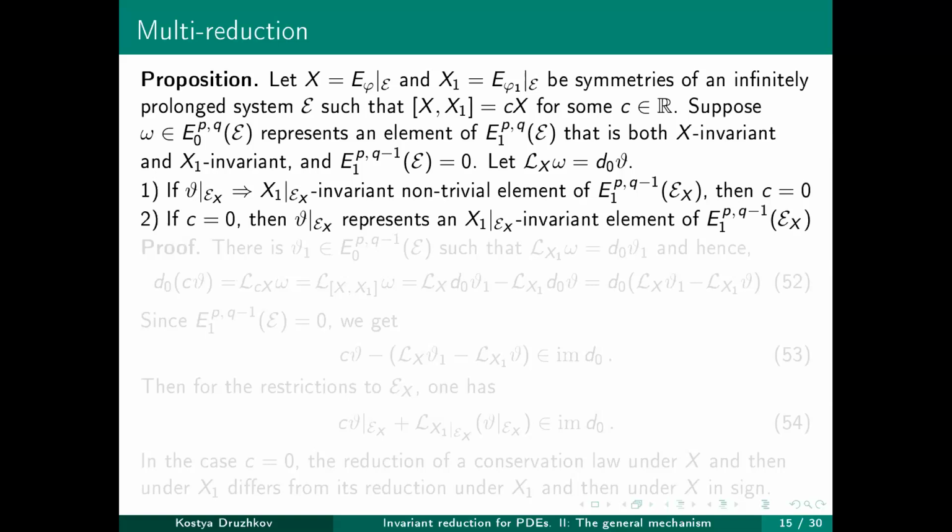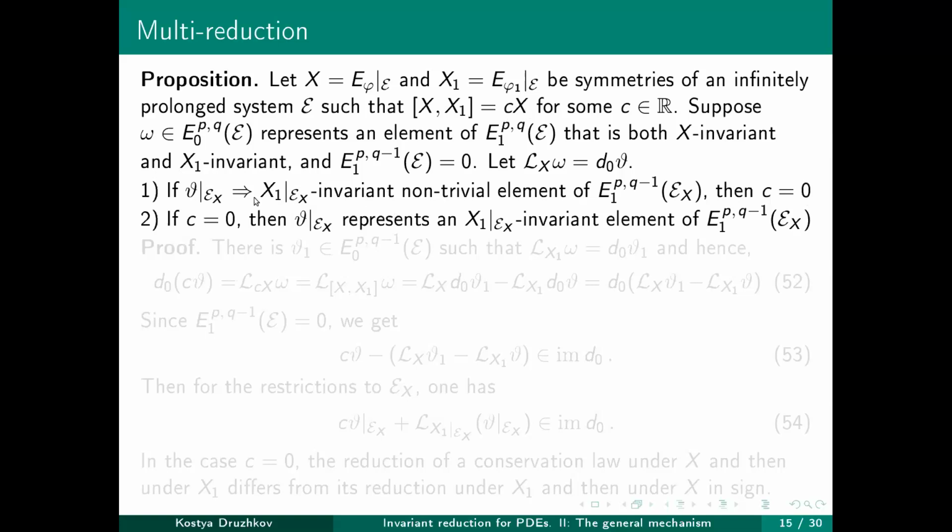Suppose omega represents an element on the first page that is both X invariant and X1 invariant, so it is invariant under the entire algebra. And suppose that we also have this technical requirement. Let us denote the derivative, the potential, by theta. Then we have the following property. If the reduction under the first symmetry is invariant under the second symmetry and non-trivial, then c must be 0. They must commute. That is, X1 must be X invariant itself.